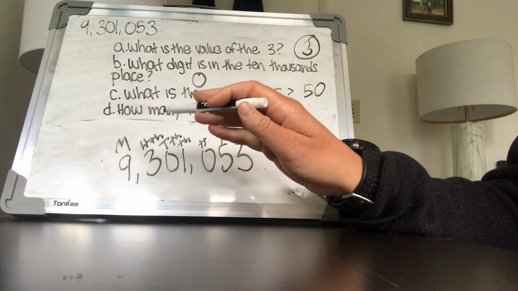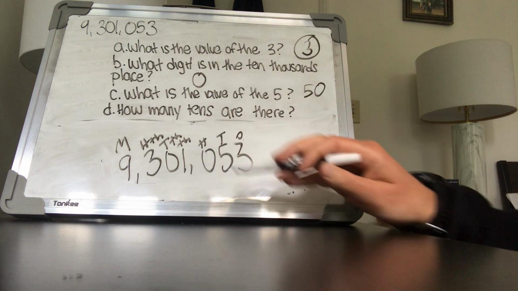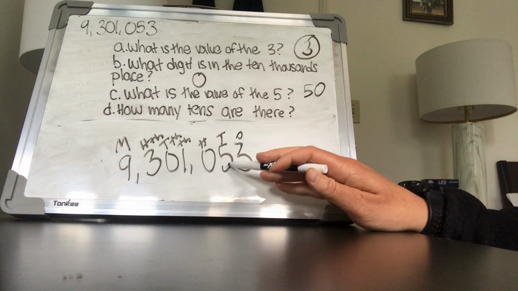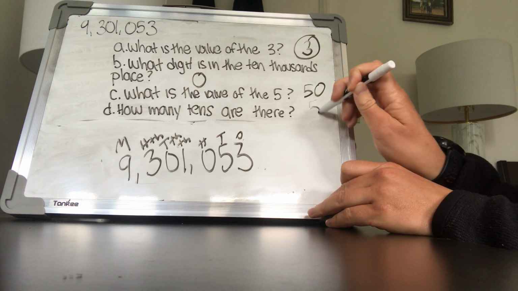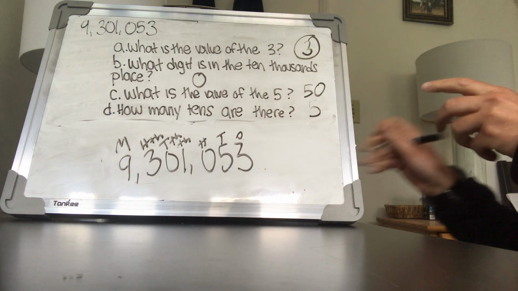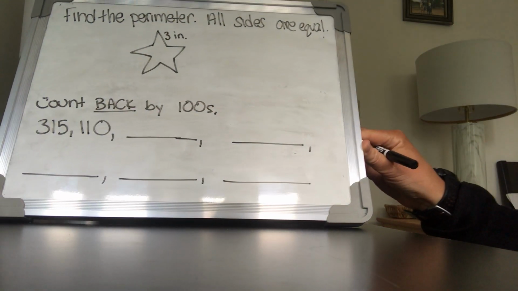And then the last question says, how many tens are there? That's pretty easy. We already figured that out. There are 5 tens. Okie doke. Let's move on to a fun perimeter question.